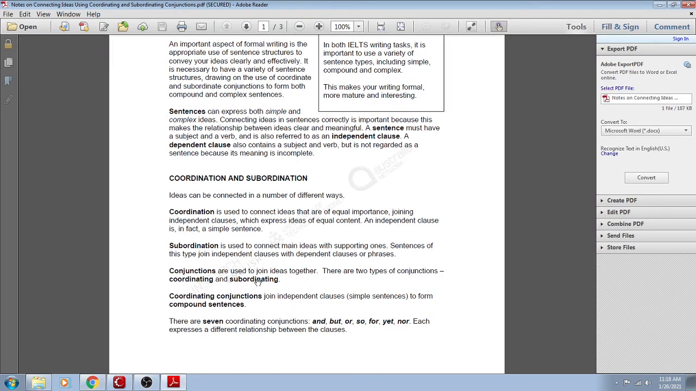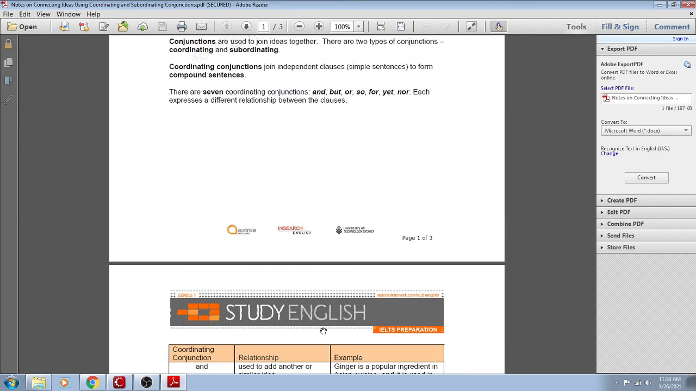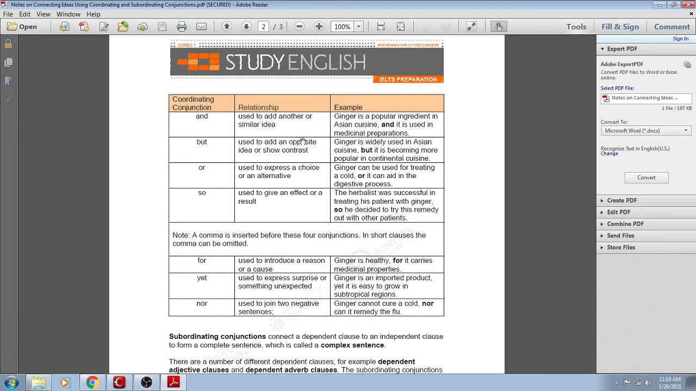Using a subordinating conjunction. There are many subordinating conjunctions. These are coordinating conjunctions, all the 7. You can look at them and the examples at home. This has already been uploaded on my Guru. You can look at the examples using different coordinating conjunctions. For example, ginger can be used for treating a cold, or it can aid in the digestive process. So these are two grammatically equal clauses. They can be separated into simple sentences.